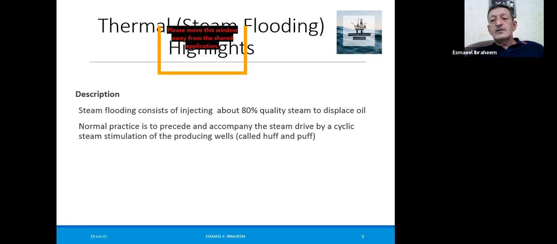Down there, the steam, when it is cooled down, will come back as water. This water, still hot, will decrease the viscosity of the oil and act at the same time as a drive to push the hydrocarbon back to the producing well.